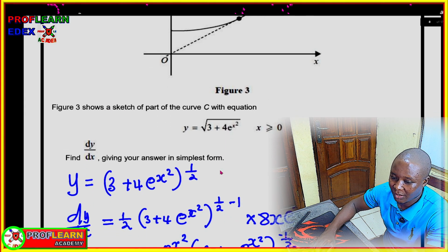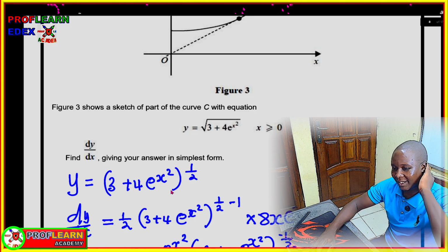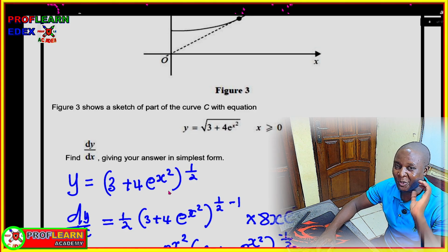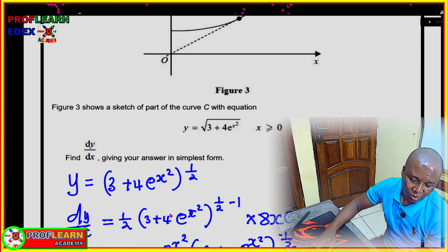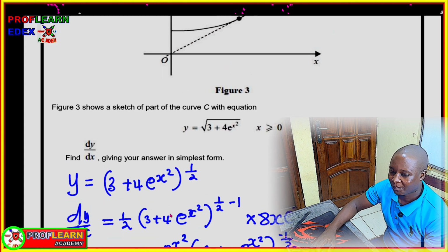Oh, quite interesting. So meaning that this can be written as (3 plus 4e^(x squared)) raised to the power of a half, because of the square root. And then we are supposed to find dy/dx. And this is the point where you are going to use the chain rule, guys.